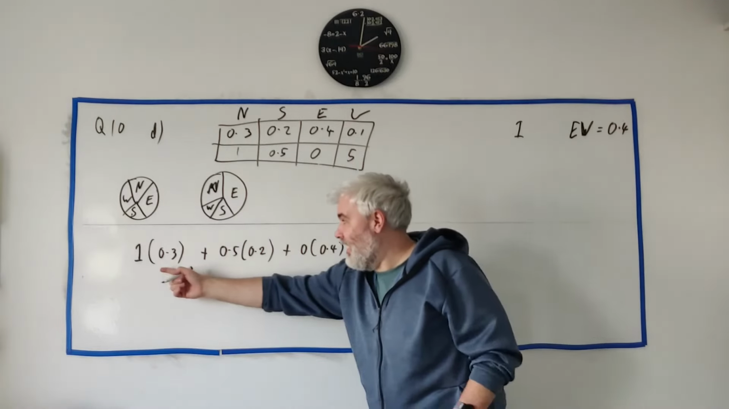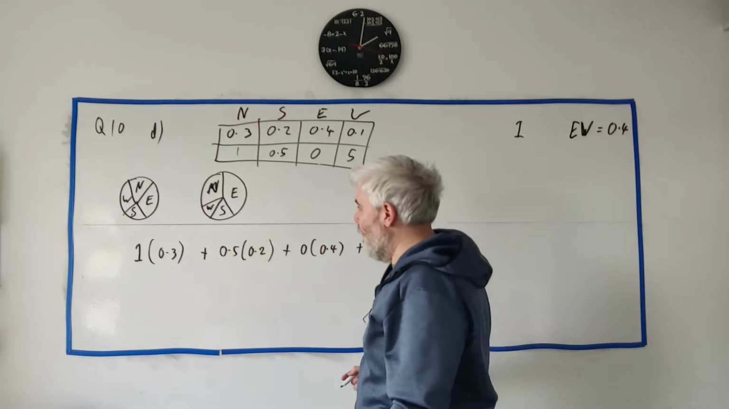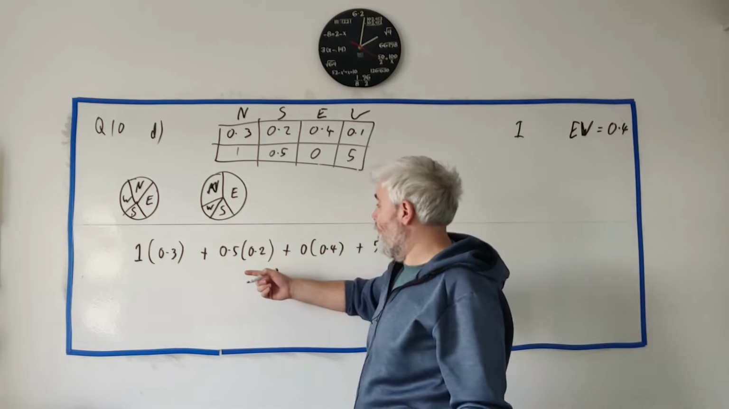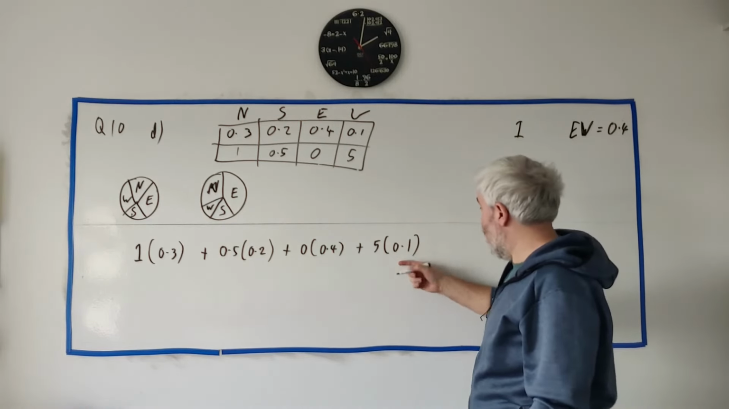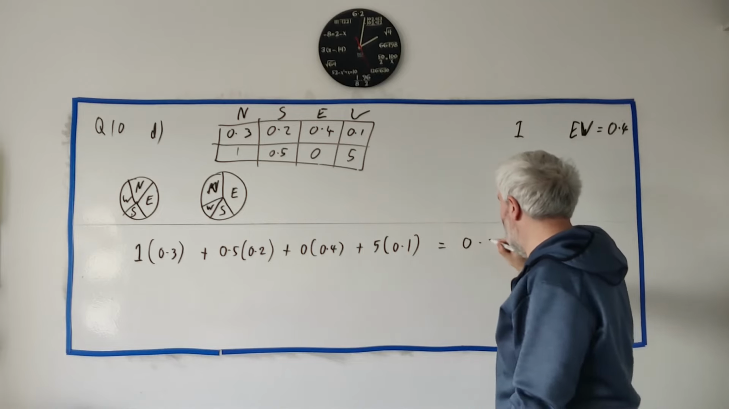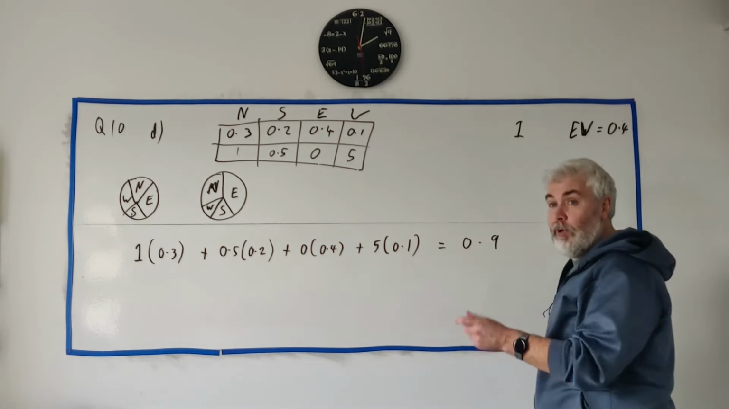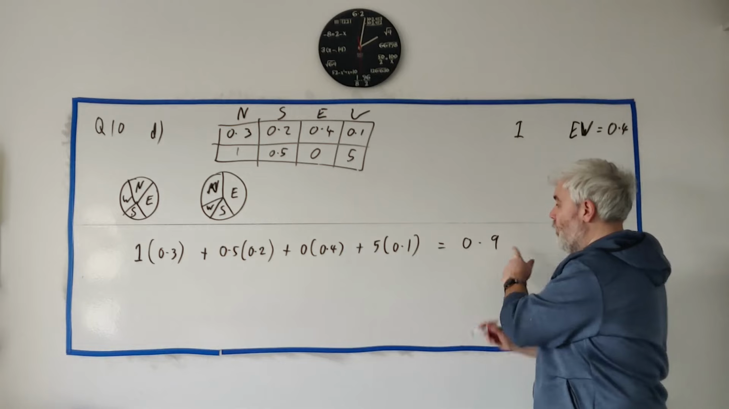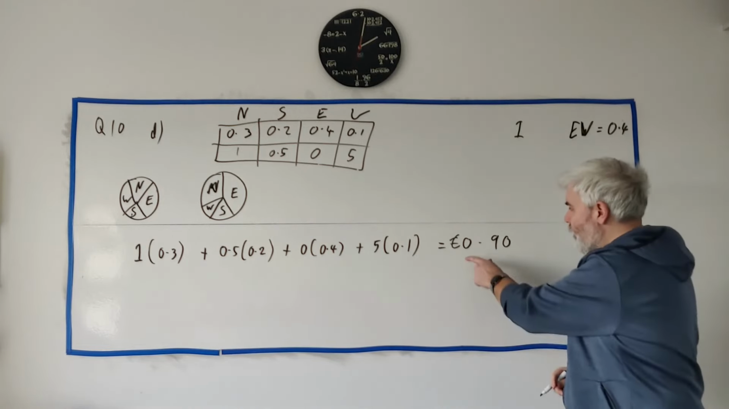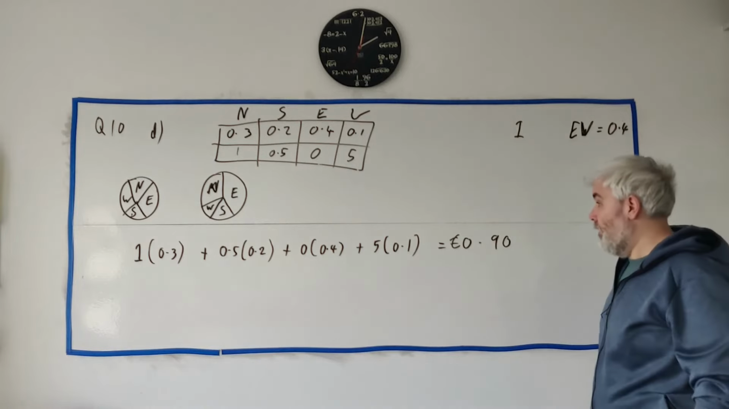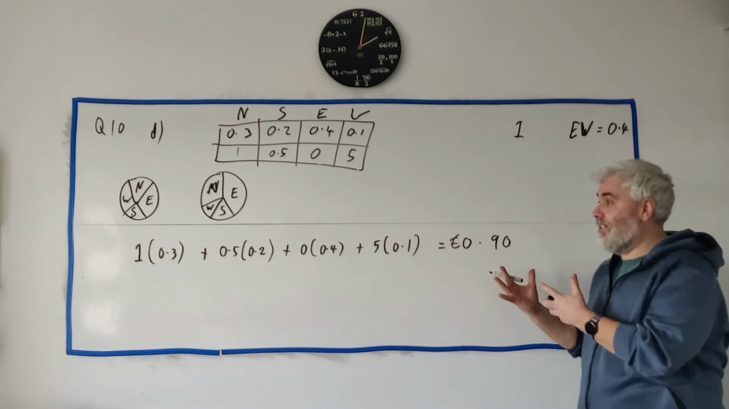So what is it in this case? If you put all this into a calculator, so this is 0.3 plus 0.1 plus 0 plus 0.5, you should get 0.9. So remember, you bet €1 on this game and you expect to get 90 cents back. €0.9 back. Well, that's its expected value.